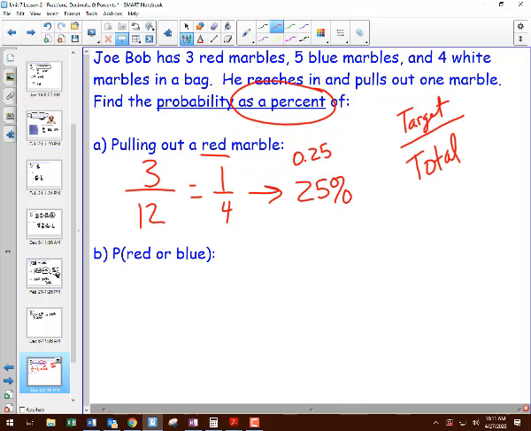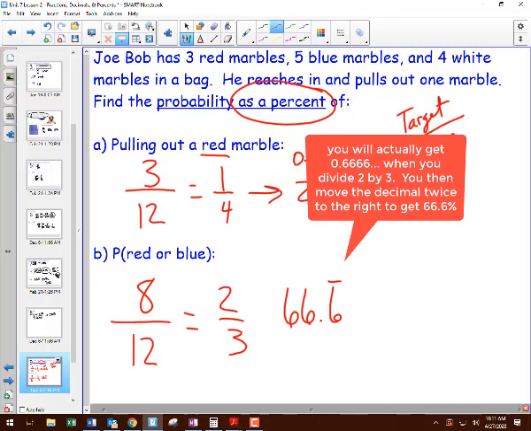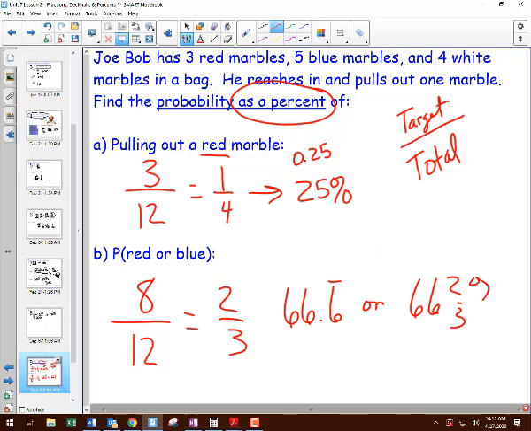On to B now. We have a red or a blue target outcome. Our total outcome is still going to be the same. We're still going to have 12 marbles in that bag. 3 red, 5 blues makes our target outcome 8. So 8/12, that reduces down to 2/3. We could go 2 divided by 3 here, and we're going to get 66.6 repeating, or 66 2/3%.